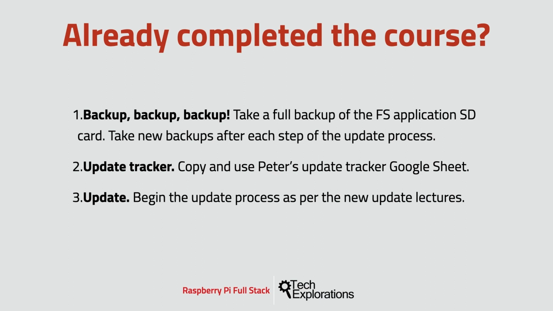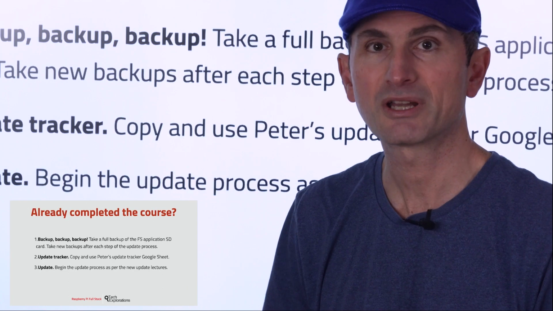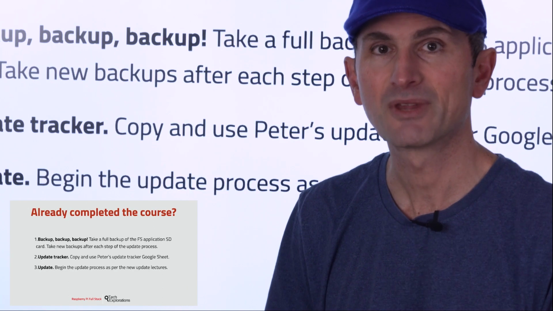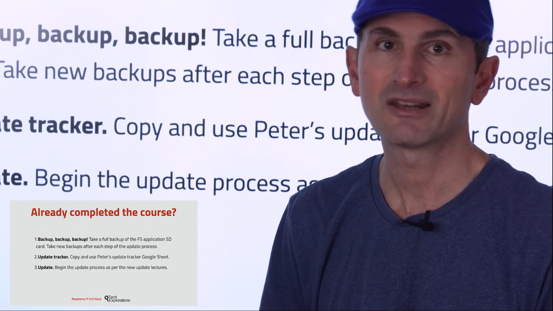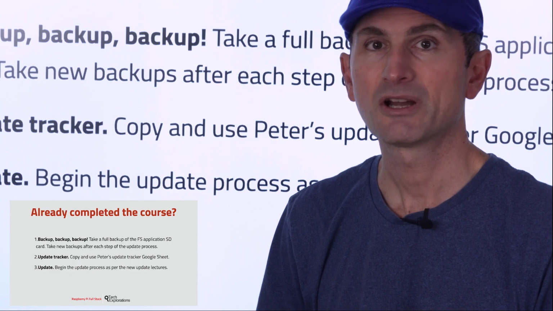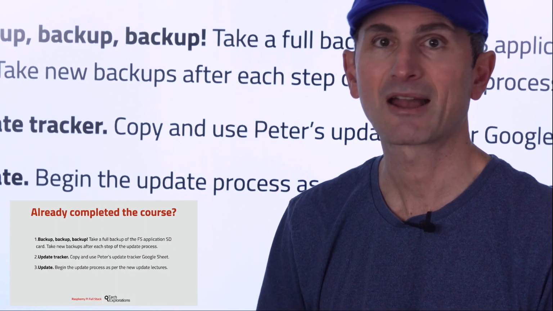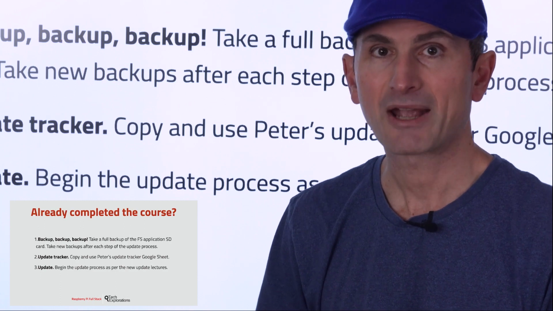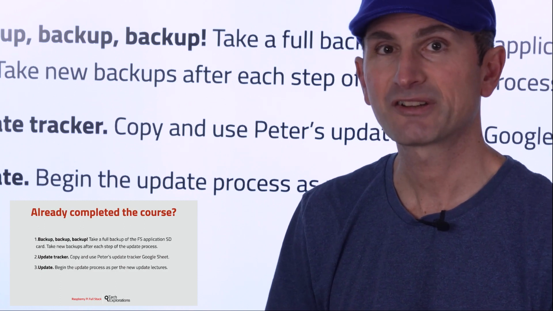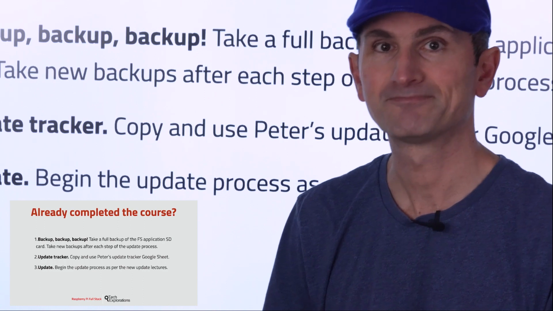It's very likely that your starting point will be different to mine. For example, you may be starting from Raspberry Pi OS version 10.4 and Python 3.8.5, and that's okay. Be sure to start by taking a full backup of your SD card so that you can always start again if something goes wrong. I show you how to make and restore backups in the first part of the course. Once you have your backup, begin the update process as I am showing in the new lectures.